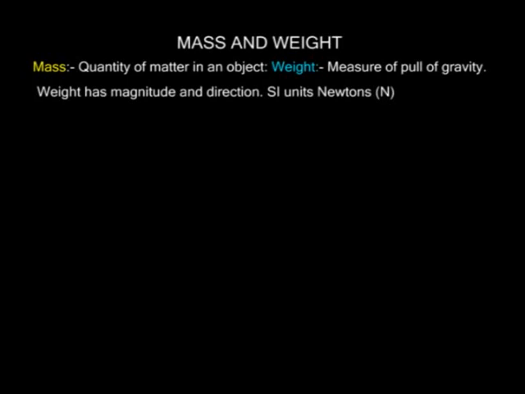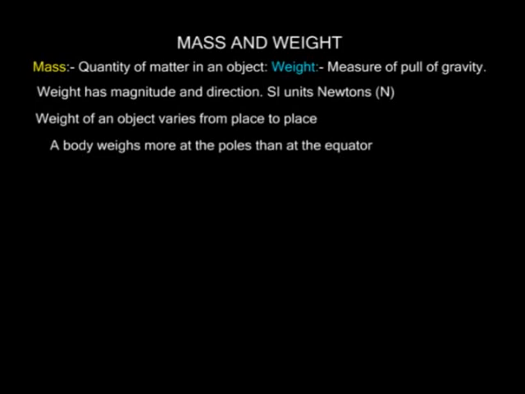Due to the shape and rotation of the Earth, the weight of an object varies from place to place. The Earth is not a perfect sphere. It is flattened at the poles such that the distance between the center of the Earth and the poles is shorter than between the same center of the Earth and the equator. Therefore, a body weighs more at the poles than at the equator.